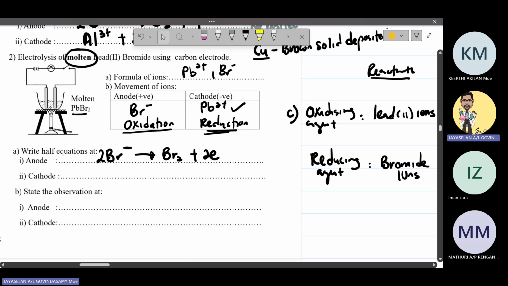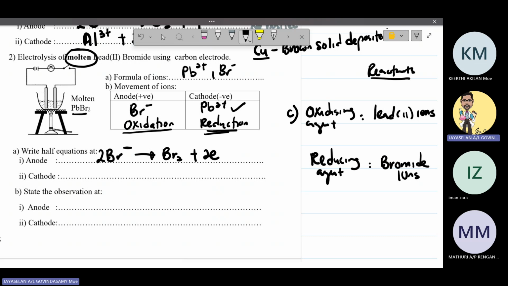Dan kamu tengok crucible ini tengah panas. Dia tengah panaskan mangkuk pijar. So when they panaskan mangkuk pijar, what will happen? Ini bromine akan tukar gas. Apa warna bromine punya gas? So you tulis sini brown gas bubbles released. Gelembung gas berwarna perang terbebas. Okay, you already got 1 mark.